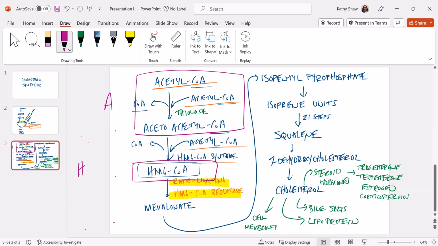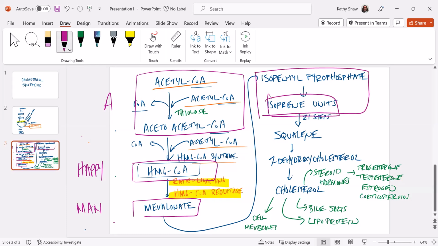Then we're going to go to our HMG. So our H will be happy. Next thing is our mevalonate, happy man. Next is our I, isopentyl pyrophosphate, or the isoprene units. Really the isoprene units more so. A happy man is squalene, seeing, cholesterol, seeing chickens.